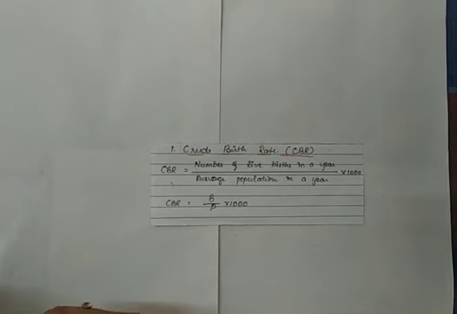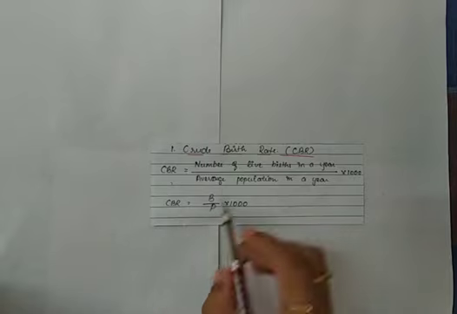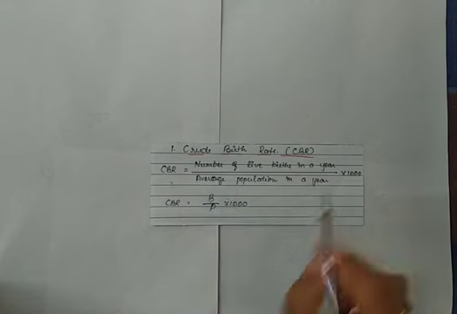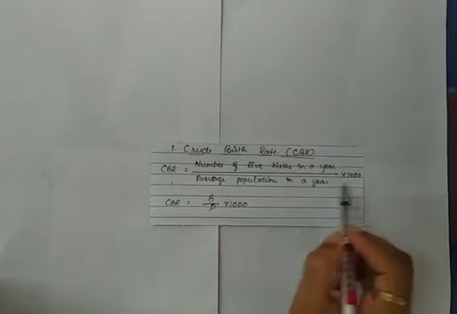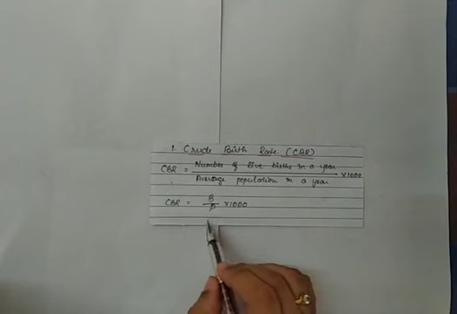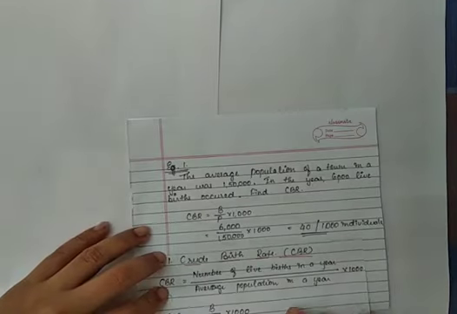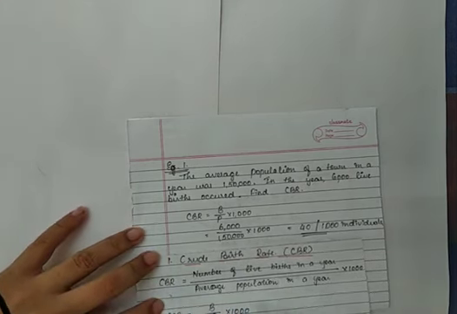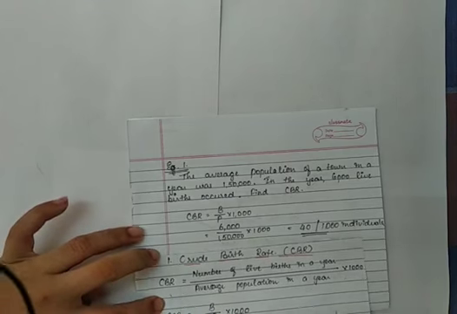What is crude birth rate now? Crude birth rate can be calculated using the formula: number of live births in a year divided by average population in a year multiplied by 1000. In simple terms, CBR is equal to B by P into 1000. So now here is a problem. Crude birth rate, we already got the formula, number of live births divided by average population in a particular year into 1000, isn't it?